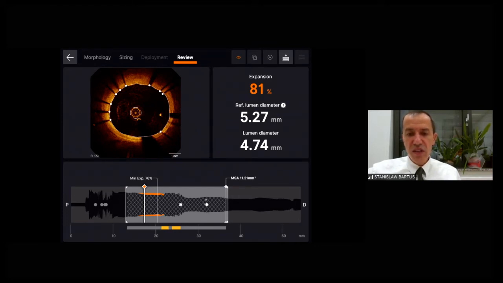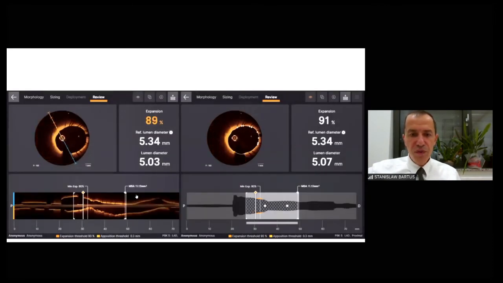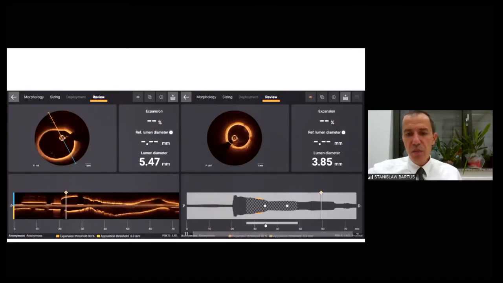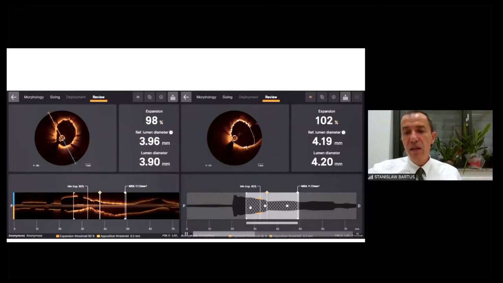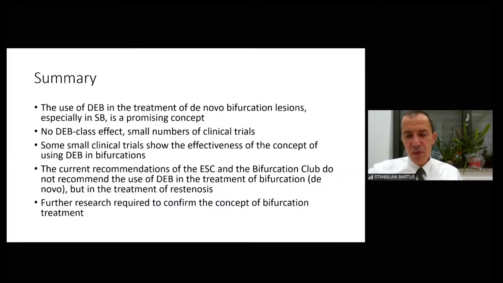The expansion of the stent is proper, but in the left main, the machine found that the expansion of the stent is only 76%. So we had to post-dilatate with a bigger balloon in the left main, and we showed that the final result was very nice, reaching about 80% and more of stent expansion. So this is our concept, how we believe that the bifurcation should be treated.